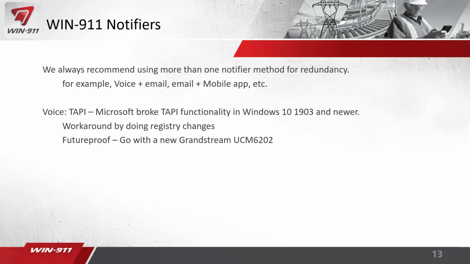So you don't just want to have one notifier, say just voice, and if something goes wrong with your voice gateway, whatever you're using, whether that's a TAPI modem, a Grandstream, a voice over IP server, anything like that, you don't want that to be the single point of failure. So we recommend using more than one. For example, voice and email, email and mobile, all four of them, voice, email, SMS, and mobile, but at least two for your own redundancy.